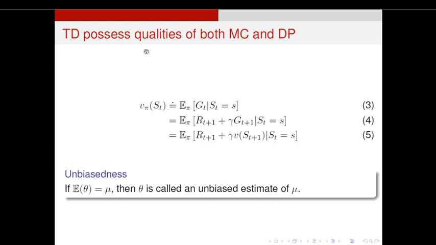Then the TD process has qualities of both MC and DP.